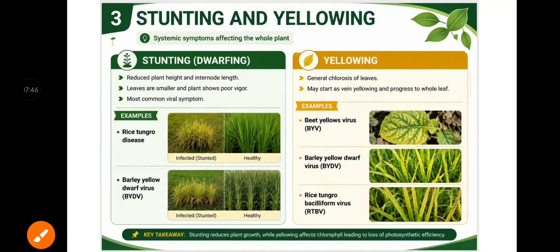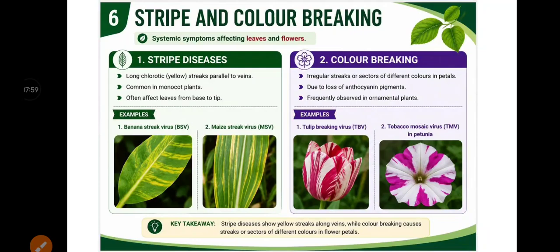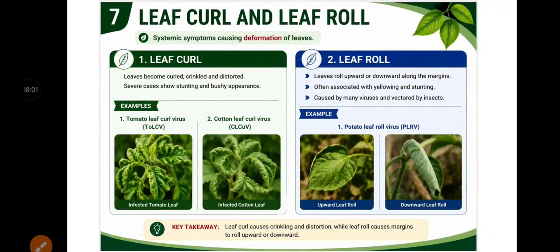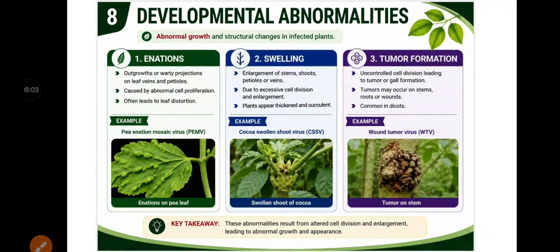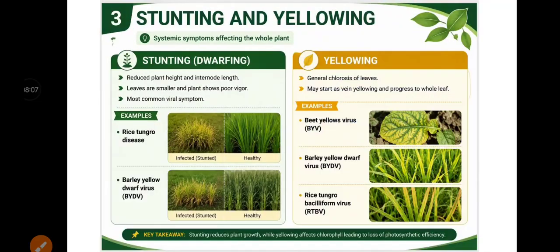Next, the systemic symptoms. Systemic symptoms include stunting, yellowing, mosaic, mottle, then vein clearing, vein banding, and then strips, color breaking, leaf curl. So various symptoms are there. The first systemic symptom is stunting, also known as dwarfing.